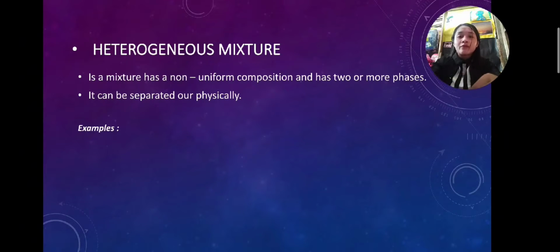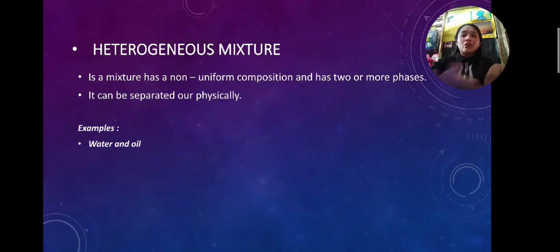So for example, in a salad, a fruit salad, di ba, it varies in shape and size. So you can identify it easily, where the cherry is, where the pineapple is, but you can use a spoon. So that is using a mechanical method. So another example is water and oil, di ba, once you pour the two together, they separate.